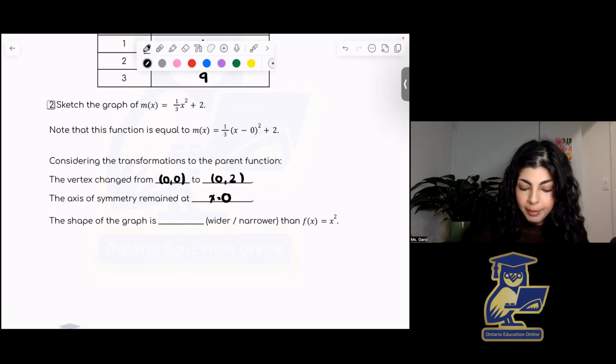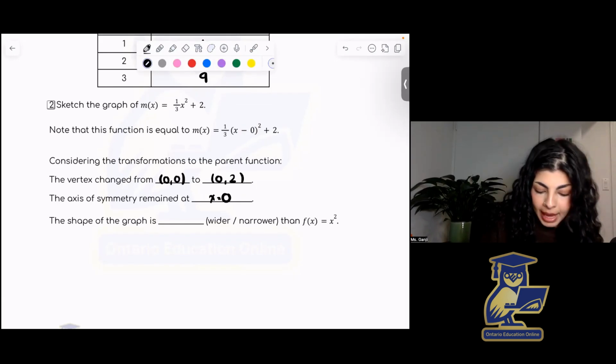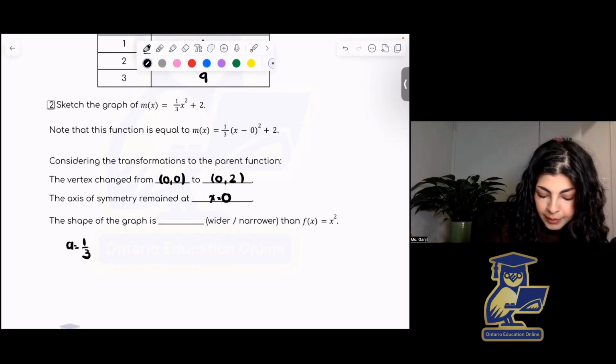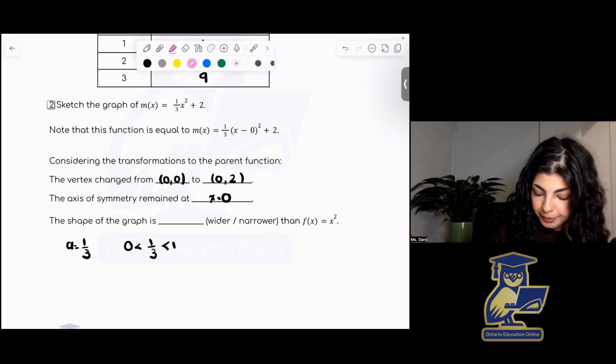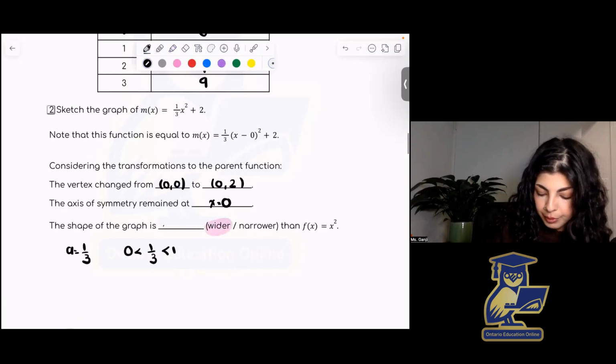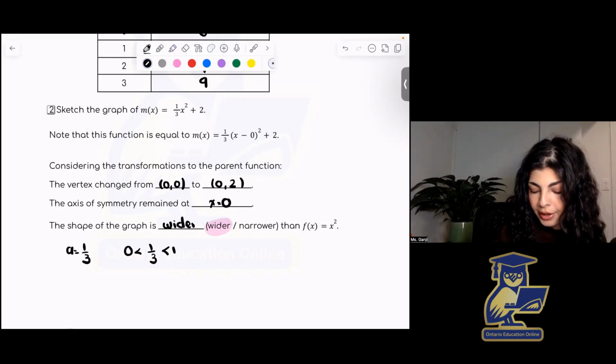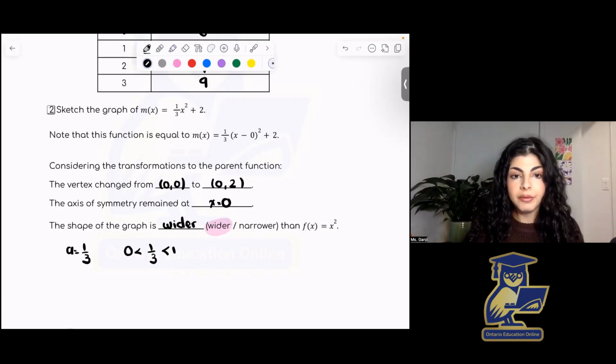And the shape of the graph is, in this case, remember, A is 1/3, and so 1/3 is between 0 and 1. So we have a compression, so it is wider. Wider than the parent function.